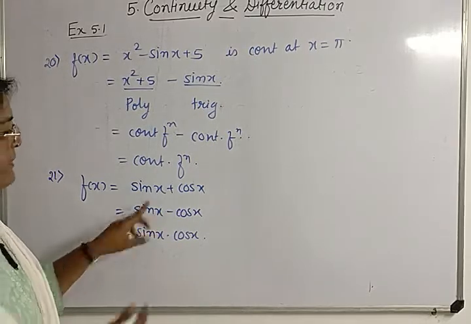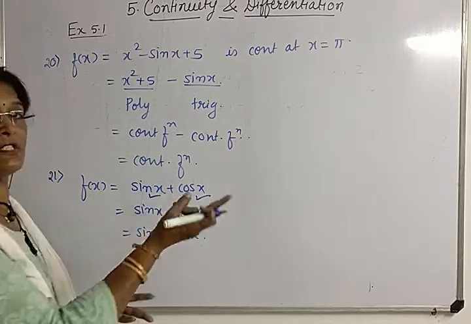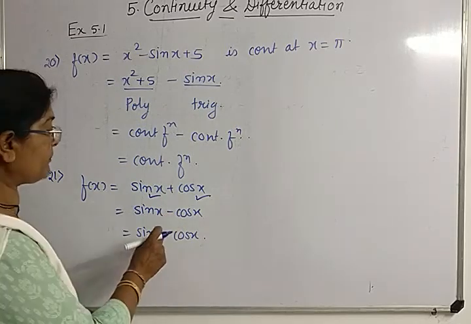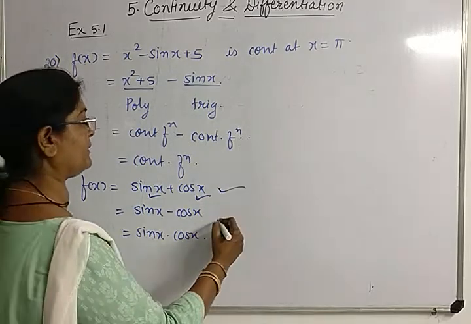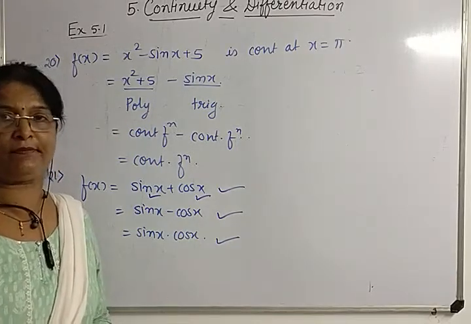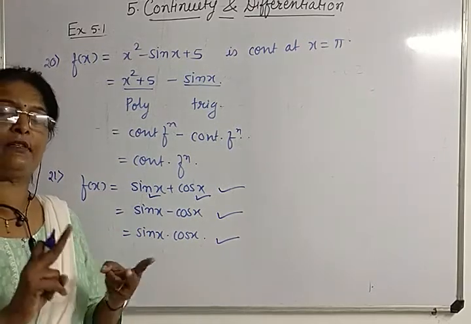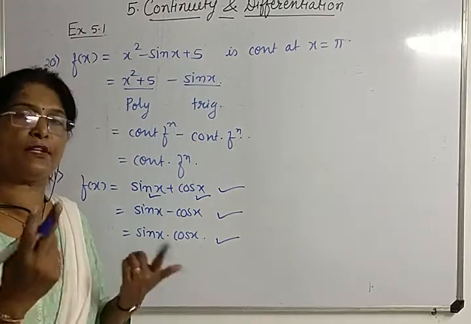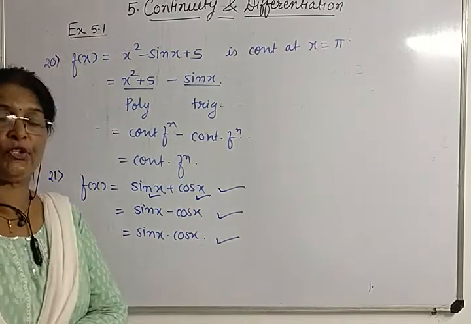Again sin x is a continuous function, cos x is a continuous function. So addition of two continuous functions is again a continuous function. Subtraction of two continuous functions is again a continuous function. And multiplication of two continuous functions is again a continuous function. So function number 1, 2 and 3, all the functions are continuous at all points. And therefore f of x is a continuous function, because addition, subtraction, multiplication and division of two continuous functions is again a continuous function. Hope all of you have understood this one.